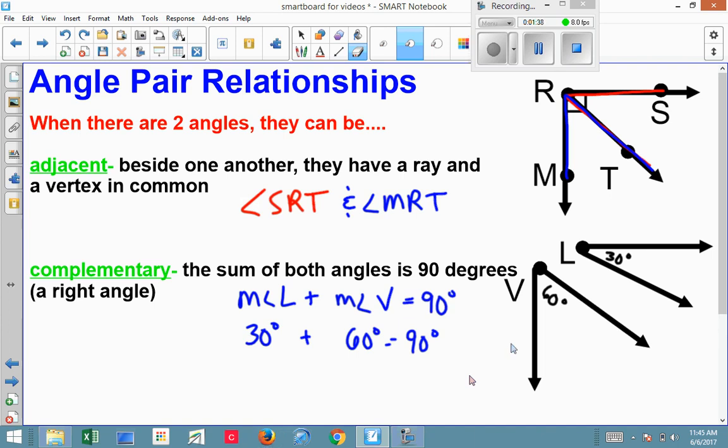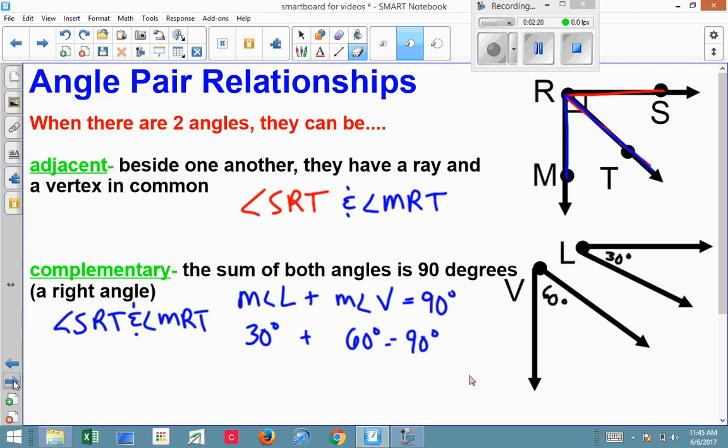Now, in this particular example, the two complementary angles were two separate angles. But if I go back up and take a look at the first diagram, I can see that the two of those angles form a right angle, or a 90-degree angle. So because they form a right angle, those two angles in the first diagram are also complementary angles. So I'm going to add angle SRT and angle MRT to the list of complementary angles because the sum of both of their angles is 90 degrees. So they are complementary angles as well.